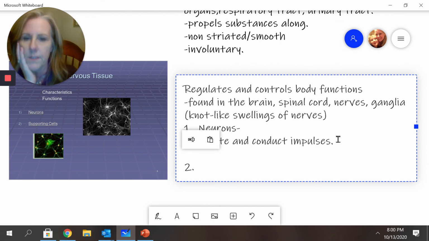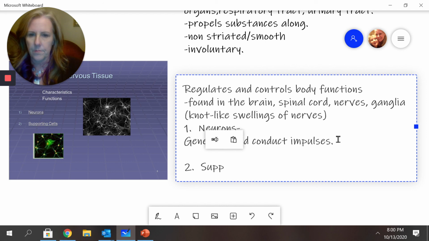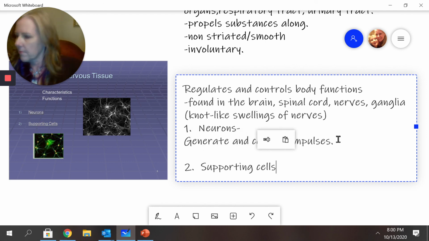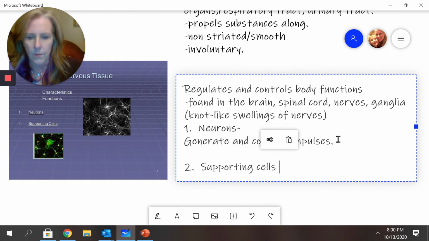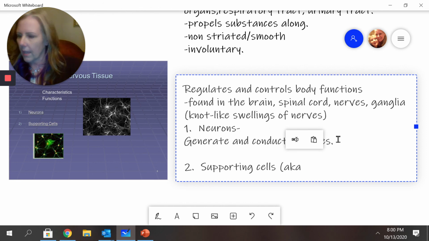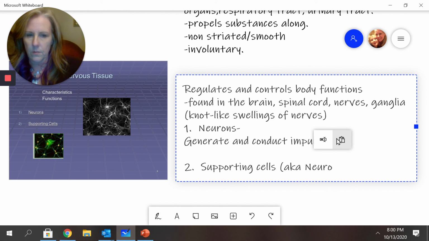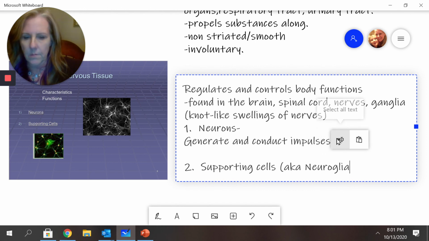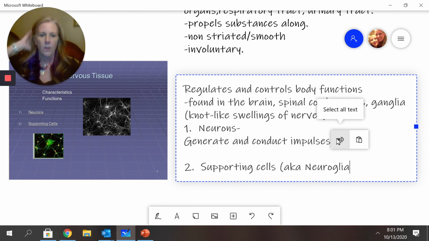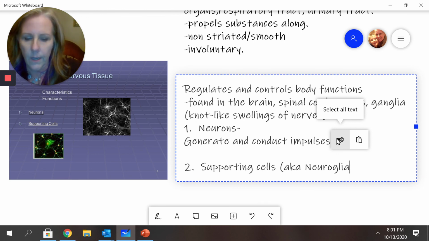Okay, the other type of cells found there are collectively called supporting cells. We have a more technical term for them, and they are known as neuroglia. Silly little name, neuroglia. And a lot of times it gets shortened to glial cells or glia cells.